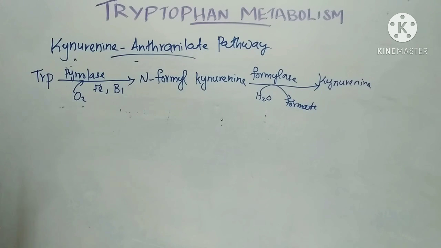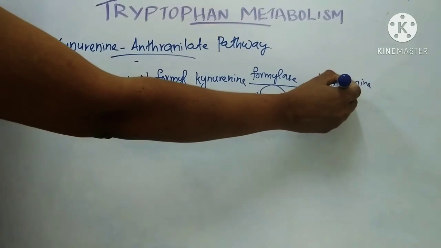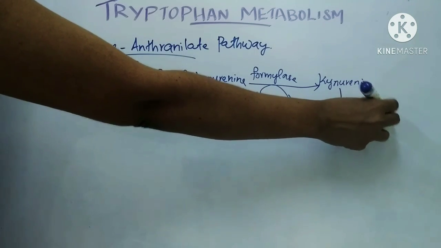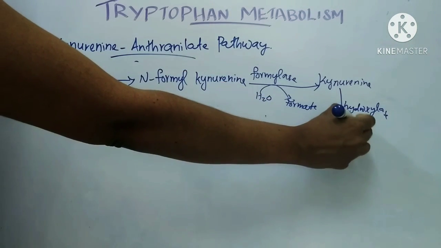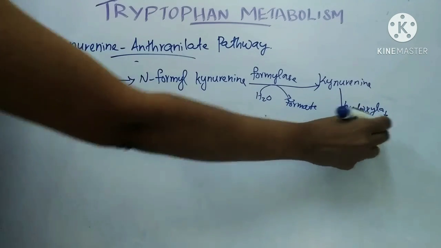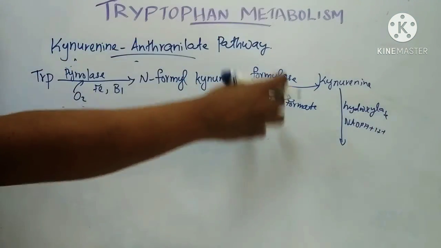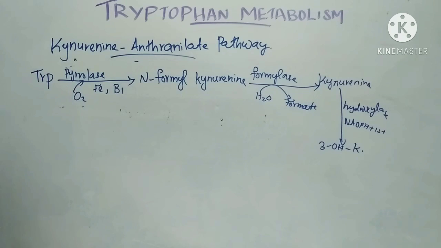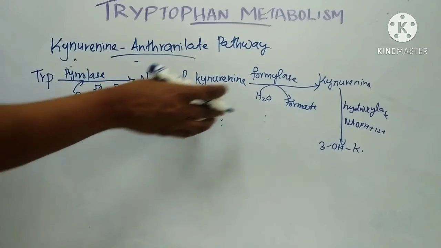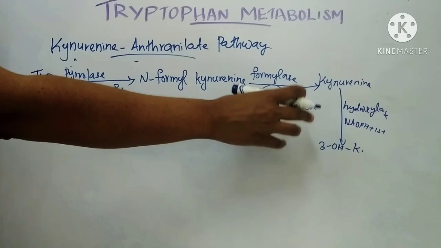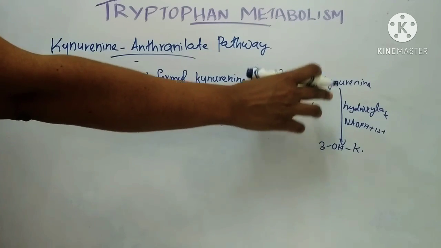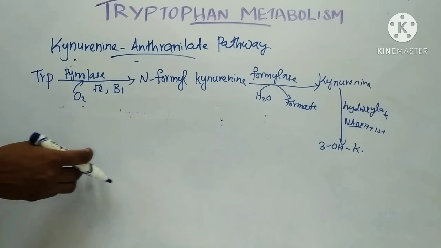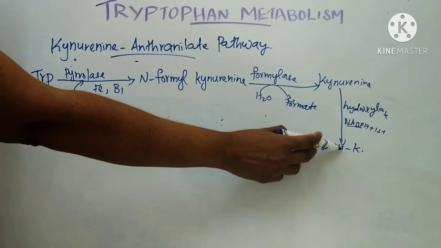The third step is catalyzed by the enzyme kynurenine hydroxylase. This step requires NADPH plus H plus. And kynurenine is converted into 3-hydroxykynurenine. This is the third step. Kynurenine is converted to 3-hydroxykynurenine by the enzyme kynurenine hydroxylase. Here it requires NADPH.